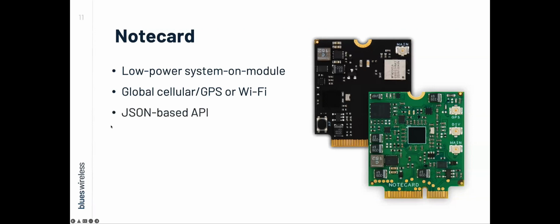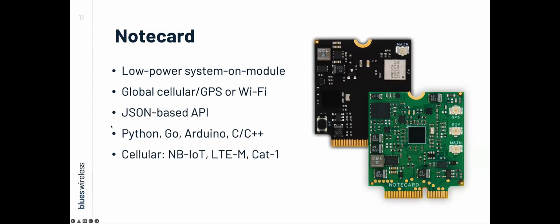So the API, the way you interact with a Notecard, is all JSON. There's no archaic AT cellular modem commands to manage. And we also have SDKs for Python, Go, Arduino, and C or C++ as well. And there are cellular Notecard varieties that work globally using NB-IoT, LTE-M, and Cat1 cellular standards. This, again, is a critical feature for asset tracking, especially if you don't know which cellular protocols are available where your asset is heading. So the Notecard can seamlessly switch between available protocols.